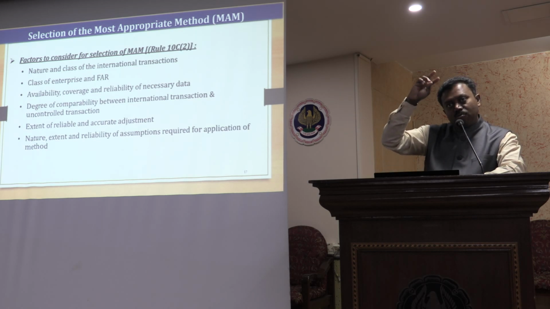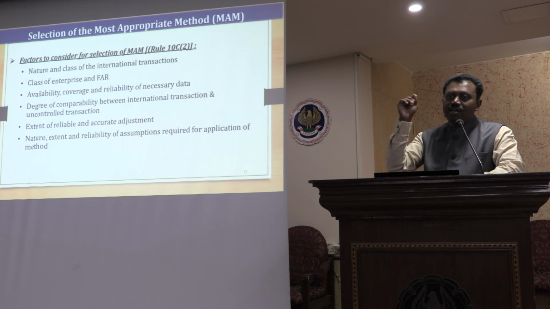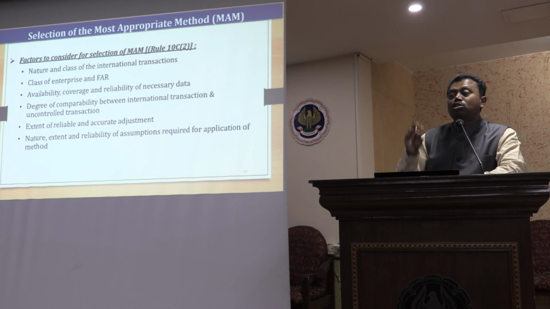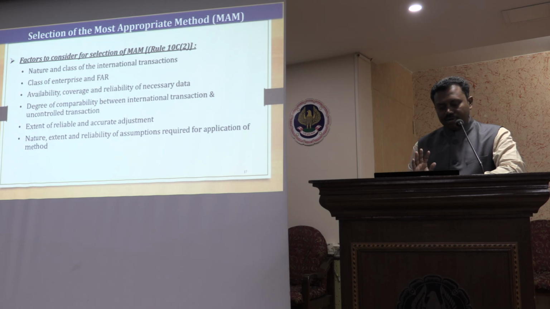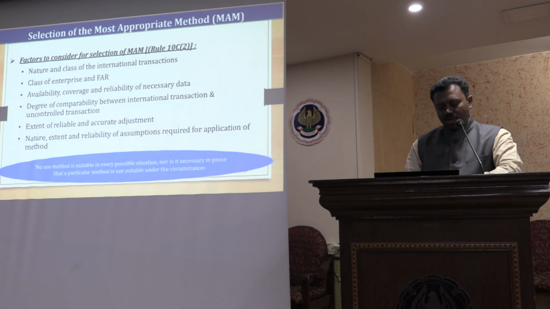If I have to arrive from 125 to 100, logically can I take each of these factors, give a rate of adjustment to that and arrive at this price and still show it is at arm's length? Can be a methodology. Can be a way of computation. Method is only those things. Extent of reliability, accurate adjustment. Nature, extent, reliability of assumptions required for application of the method. There are some assumptions that we have to invariably make. When we are looking at them, we will see them.